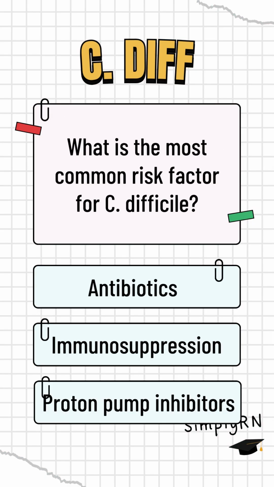What is the most common risk factor for C. difficile? Antibiotics. The most common risk factor for C. difficile infection is recent or current antibiotic use, especially broad-spectrum agents like clindamycin, fluoroquinolones, and 3rd/4th-generation cephalosporins. Antibiotics disrupt normal gut flora, creating a niche for C. diff to overgrow and produce toxin.